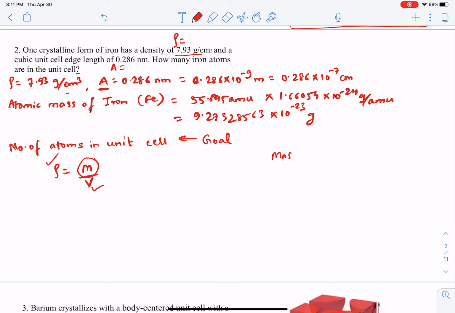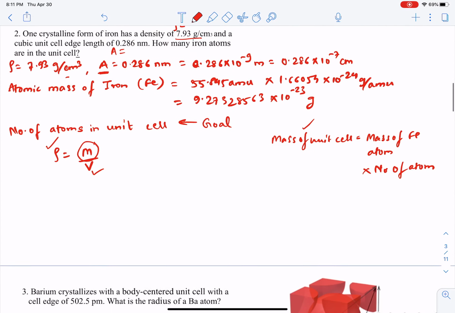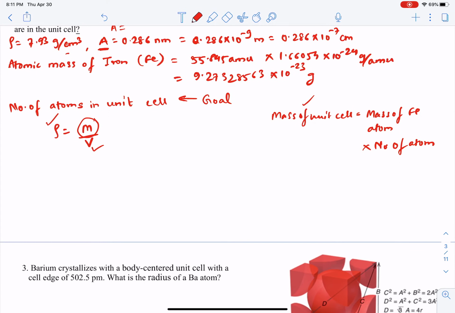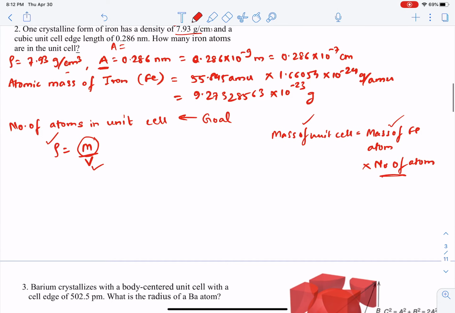mass of unit cell would be equal to mass of Fe atom, that is the iron atom, multiplied by the number of atoms in the unit cell. So if you find the mass here, we will get this. We already know the mass of the iron atom, that is this, and then we can get the number of atoms. So let's put some values here.